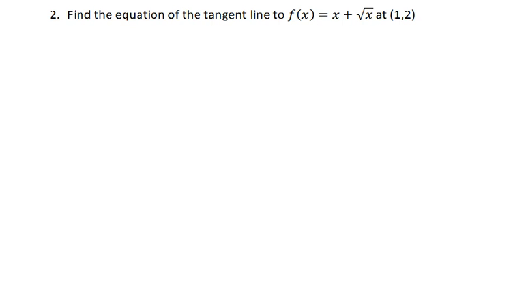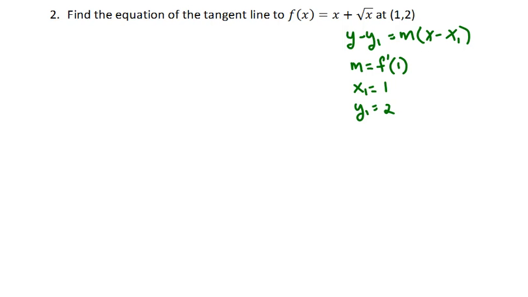Okay, for problem number 2, we're looking to find the equation of the tangent line to f of x equals x plus square root of x at the point (1, 2). So again, we're looking for an equation of a tangent line, which means we're looking for y minus y1 equals m times x minus x1, where m is going to be the derivative of f at x equals 1. And x sub 1 is just 1 and y sub 1 is 2.